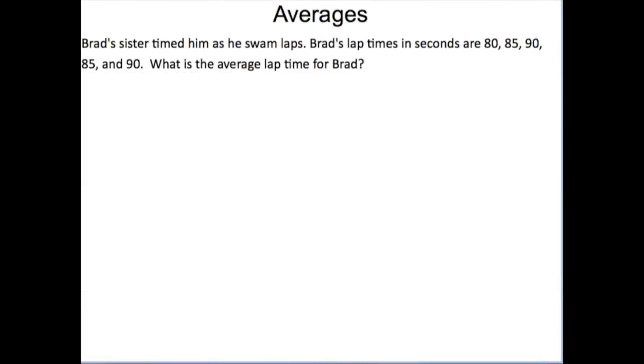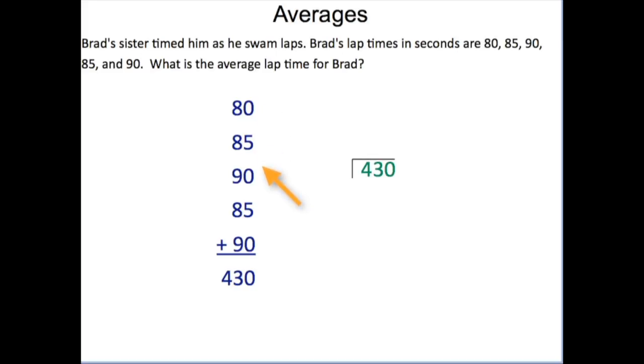Brad's sister timed him as he swam laps. Brad's lap times in seconds are 80, 85, 90, 85, and 90. What is the average lap time for Brad? Well, I know I need to add up all of these addends, 80, 85, 90, 85, and 90, and I get 430. So I need to divide 430 by 1, 2, 3, 4, 5 addends.